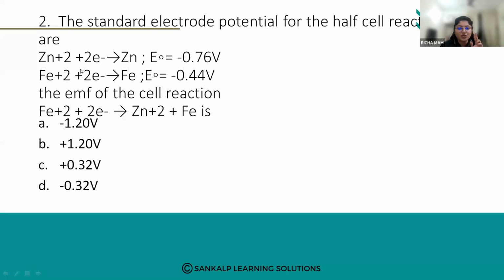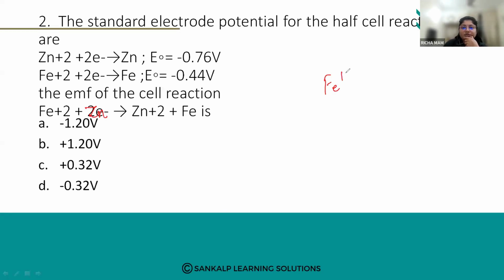First one is Zn2+ plus 2 electrons giving you Zn. E naught of that, the electrode potential of that cell, is given as minus 0.76 volts. And the second half cell is Fe2+ plus 2 electrons giving you Fe. The E naught of that cell is also given as minus 0.44 volt. Now here the EMF of the cell reaction is, so what is the EMF of the cell reaction? That is Fe2+ plus Zn giving you Zn2+ plus Fe.